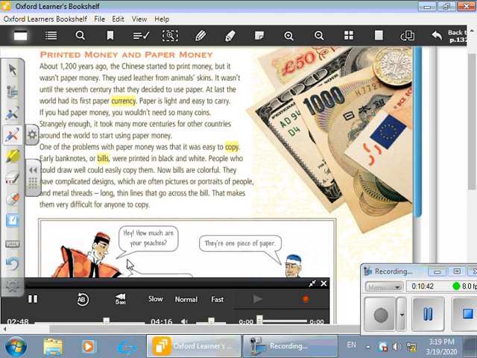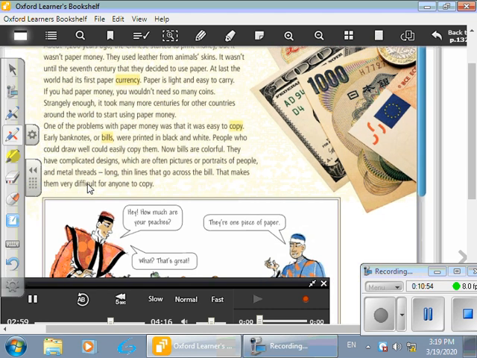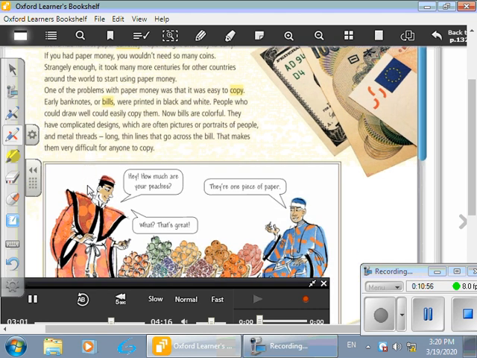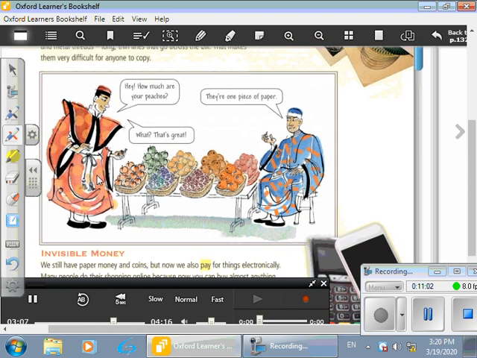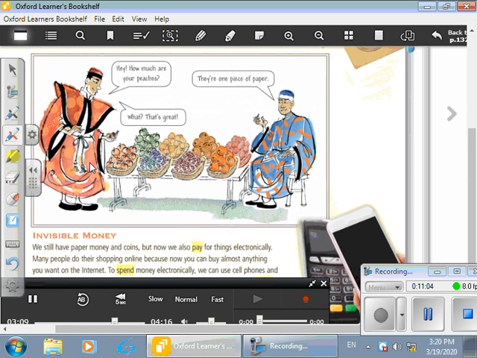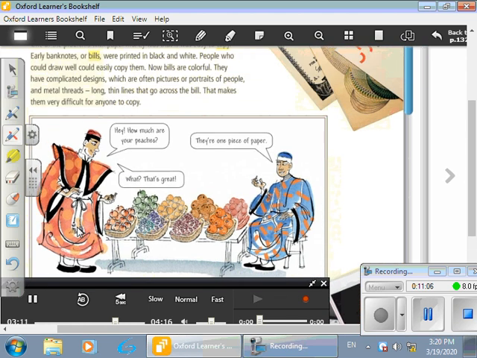One of the problems with paper money was that it was easy to copy. Early banknotes, or bills, were printed in black and white. People who could draw well could easily copy them. Now bills are colorful. They have complicated designs, which are often pictures or portraits of people, and metal threads, long thin lines that go across the bill. That makes them very difficult for anyone to copy.